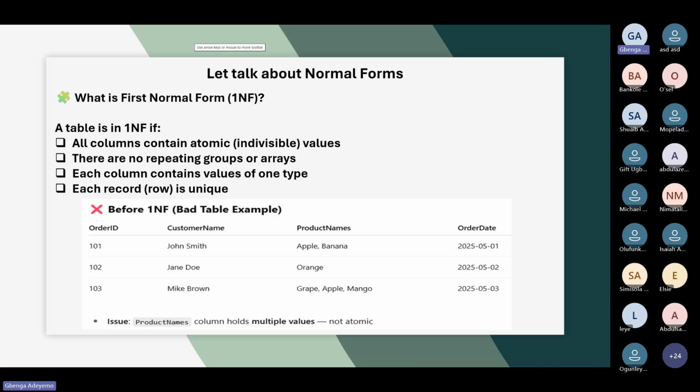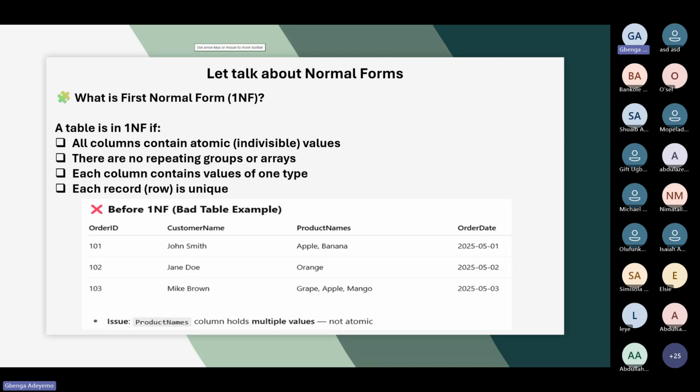Okay. So let's talk about normal forms. What do we mean by normal forms? Normal forms has to do with the level of normalization of a table, right? The level of normalization applied to, probably, a database design. Let me put it that way. And there are different types of normal forms that we'll talk about today.